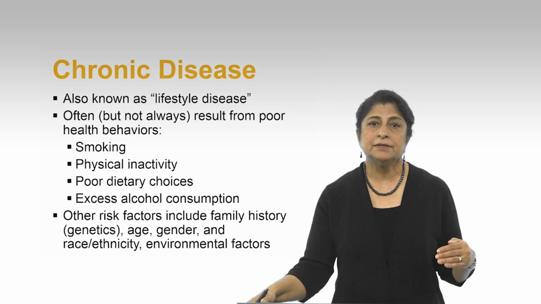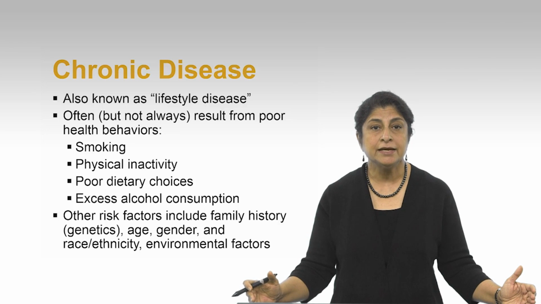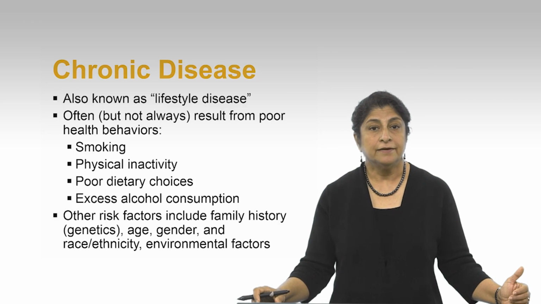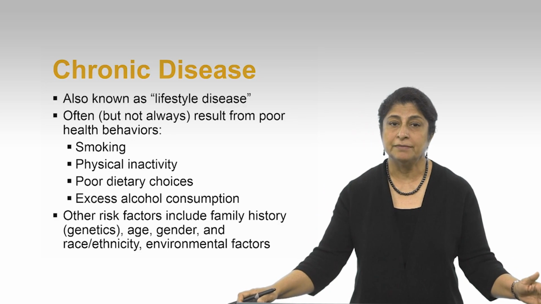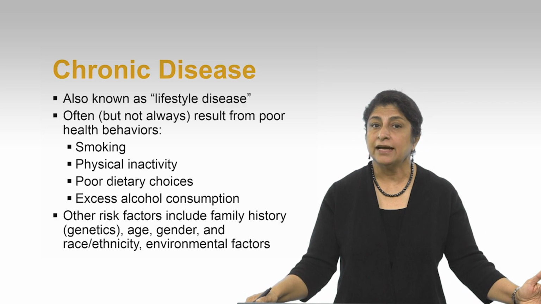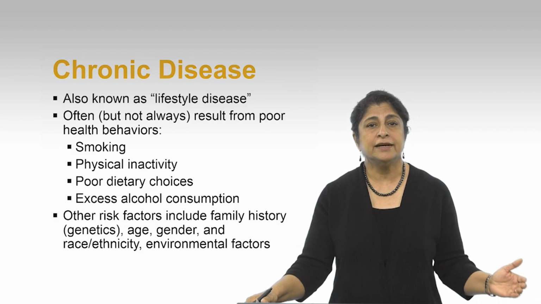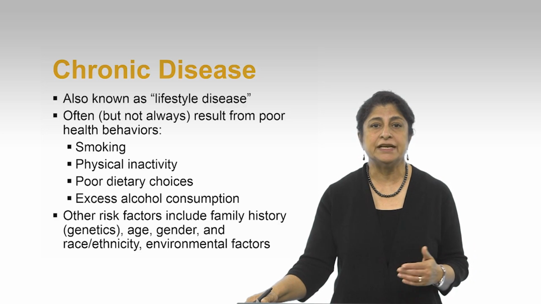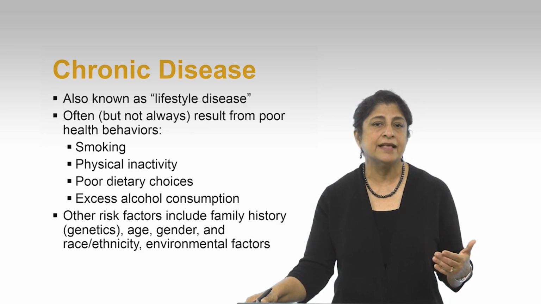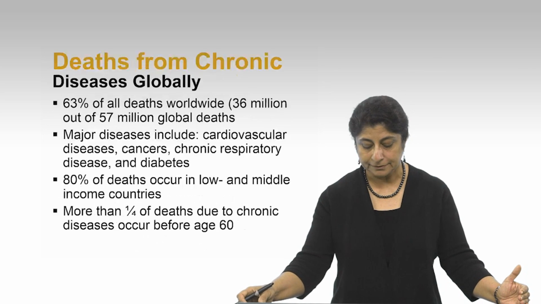But oftentimes, these diseases result from poor health behaviors. Among the key behaviors that are associated with chronic diseases are smoking, physical inactivity, and poor dietary choices, and we'll talk about each one of them in depth as we go on. Excess alcohol consumption is also associated with chronic disease prevalence, and other factors that are not lifestyle factors, such as family history, age, gender, race, ethnicity, and other environmental factors, may also cause these diseases.